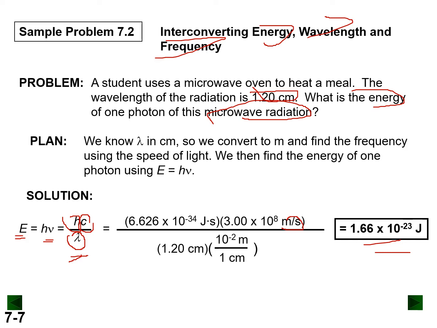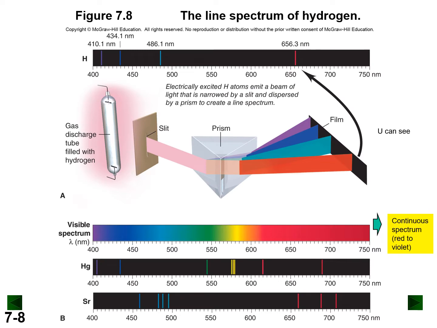I believe all of you know the famous story of Isaac Newton. He put a narrow beam of light through a prism, and the prism separated the white light into the different colors of the rainbow. All these colors we call a continuous spectrum, like you see here. This is what we call a continuous spectrum.